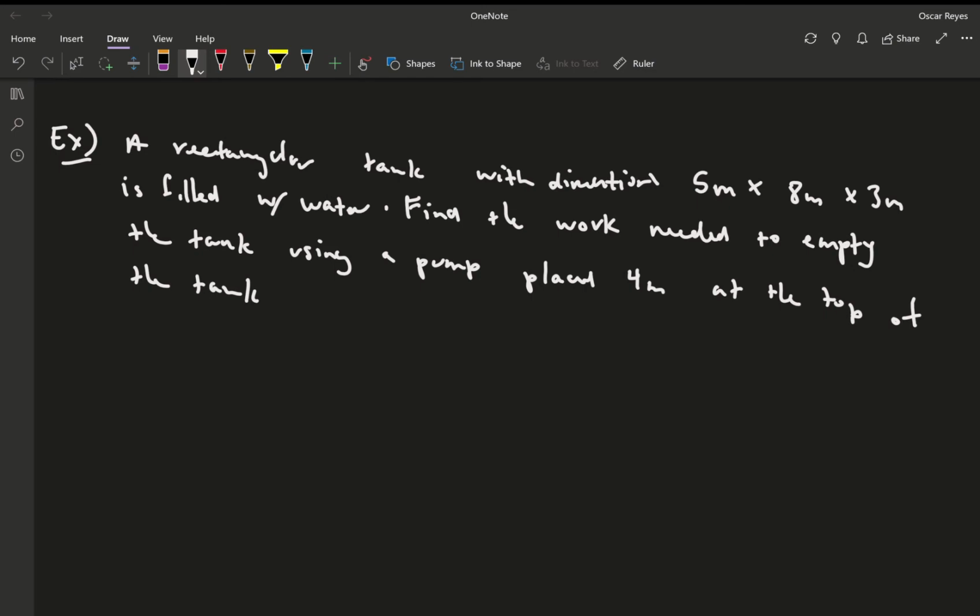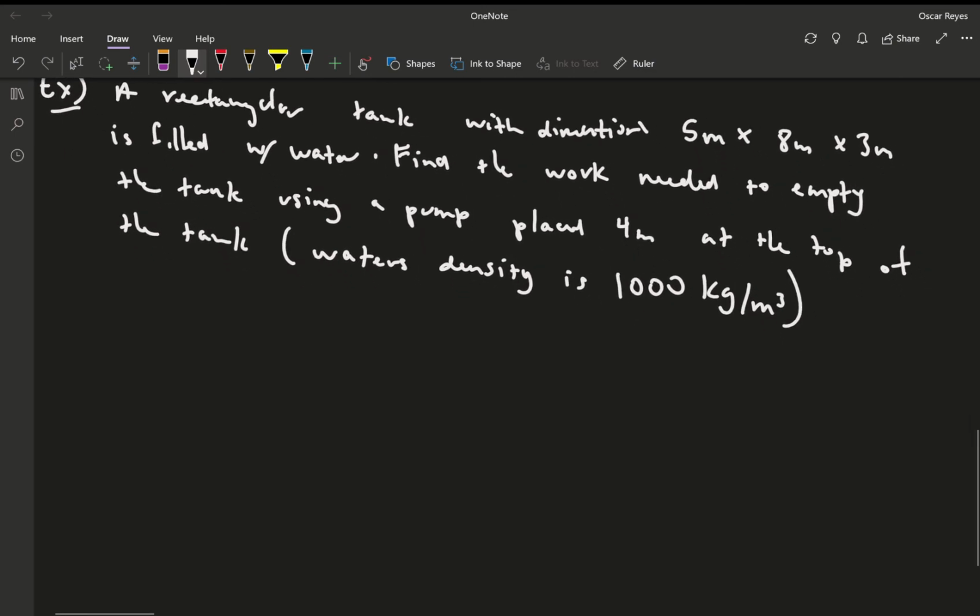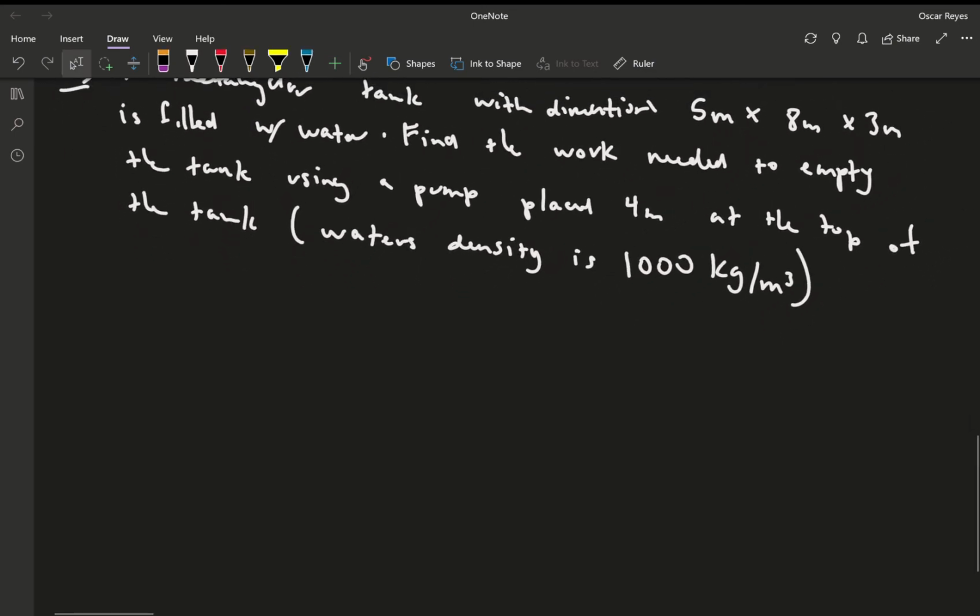So in this problem, I'm going to give you the water's density, which is 1,000 kilograms per meter cubed. So this is something that's a little more applicable to the science field. So we want to know how much work is going to be needed to pump water out of a tank with those specific dimensions.